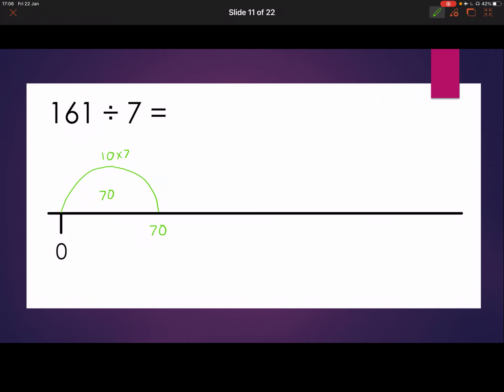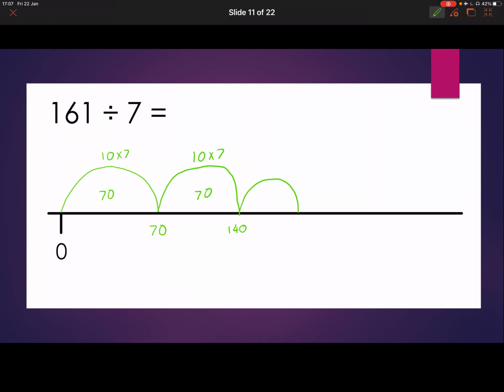Gets me to 70. Well, I'm nowhere near 161 yet. So let's do another big jump of 10 lots of 7. It's another 70. Well, what are 2 70s? It's like 2 7s, which is 14, but it's 10 times bigger. So everything moves to the left, and in goes my placeholder 0. I can't do another 70. That's just too far. So I need to get from 140 to 161.